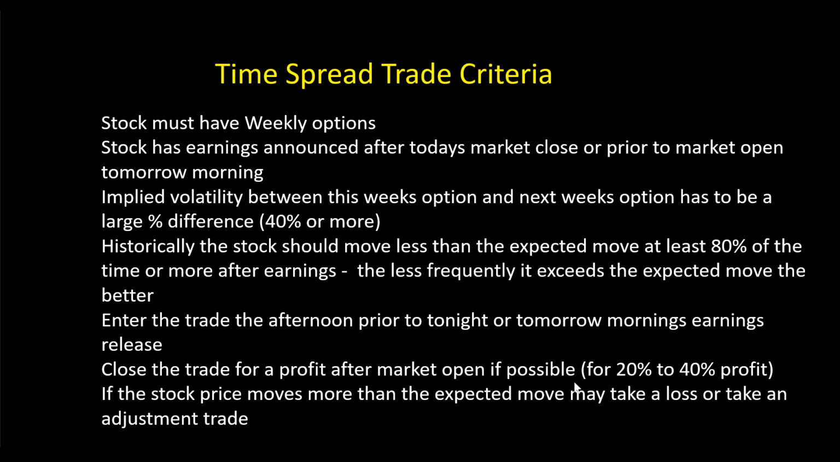I say 20 to 40. Basically, it's 20 to 60 or 70%. If the stock price moves more than the expected move, you may have to take a loss or make an adjustment to the trade. I go into some details on what the adjustments can be in a video I did on time spreads, but there's ways to make money even when it goes against you.